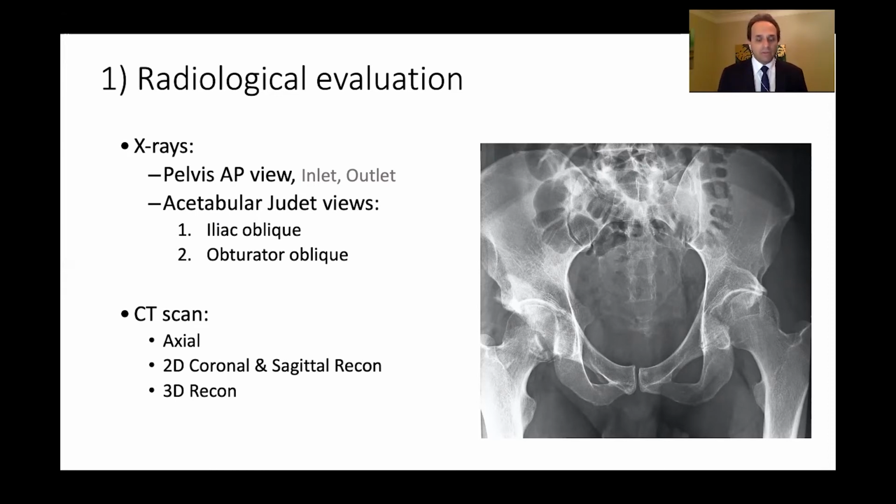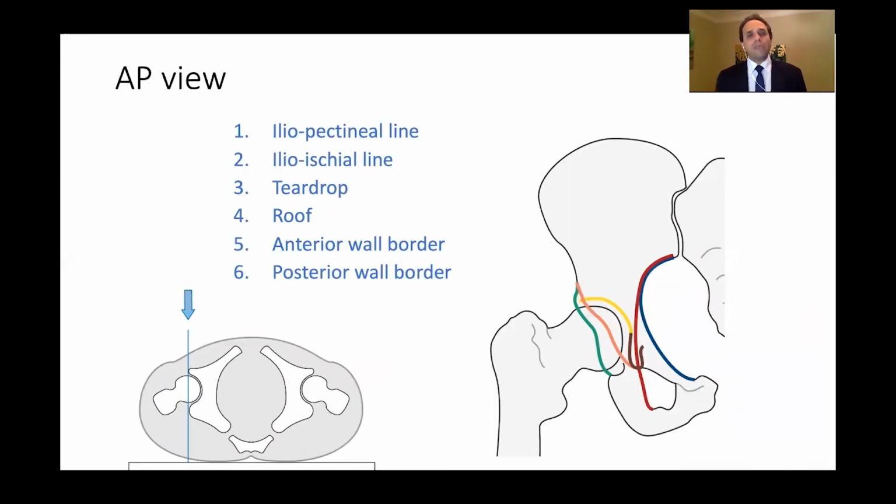And in acetabular fractures, we need a CT scan, most of the time a multi-slice CT, taking acetabular cuts, which are usually thin cuts. And we need to examine carefully the axial cuts, the 2D coronal and sagittal reconstruction cuts, and the 3D reconstruction.